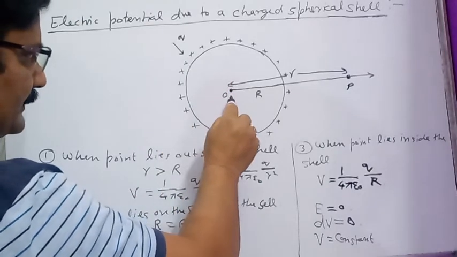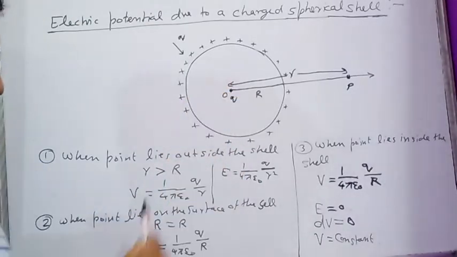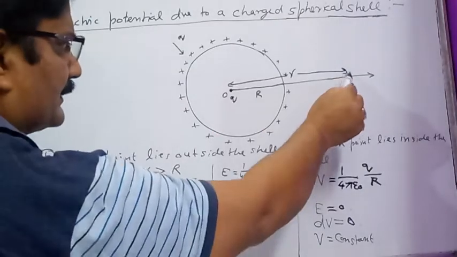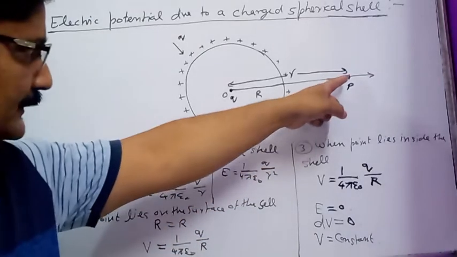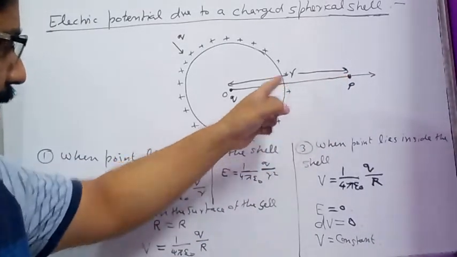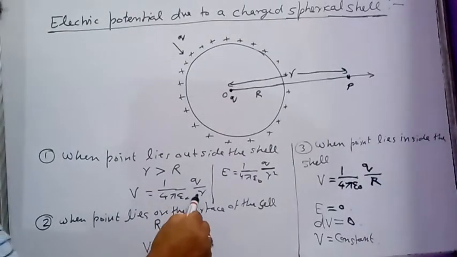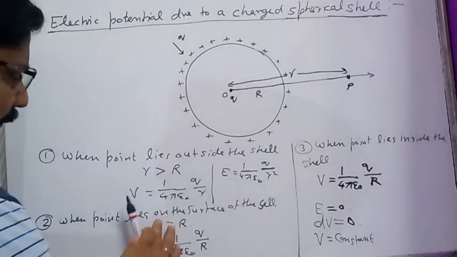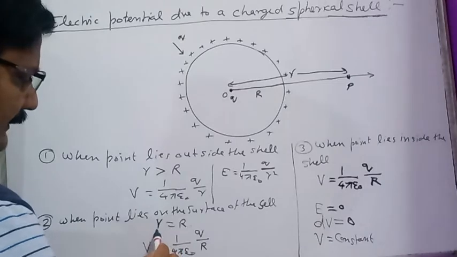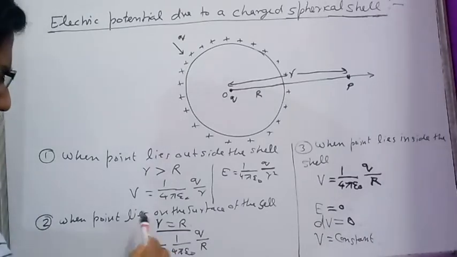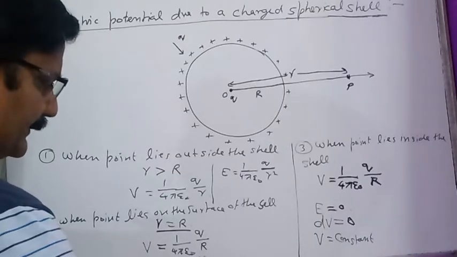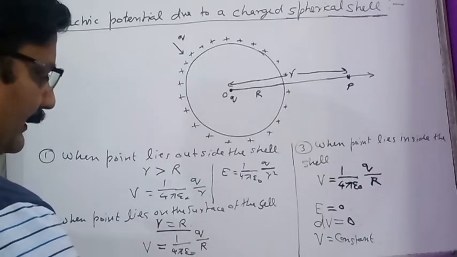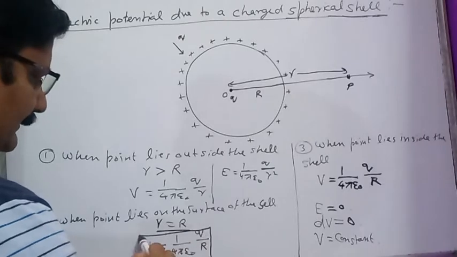If the whole charge is kept at the center of the cell, then also we are going to get the same value of the potential here. Now, second case, if potential is to be observed on the surface of the cell, in that condition, value of small r is going to be equal to radius of the cell, that is capital R. And potential in this case is V is equal to 1 by 4 pi epsilon naught Q divided by R, and this is the maximum potential.